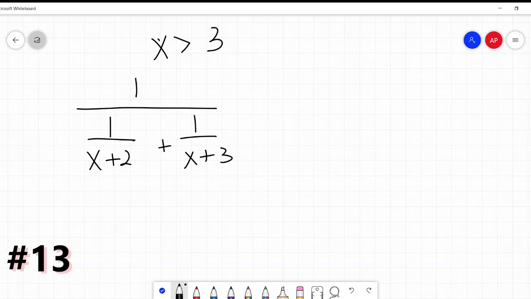So to simplify this, we're going to need to get rid of these in the denominator, in this fraction inside a fraction. Okay?